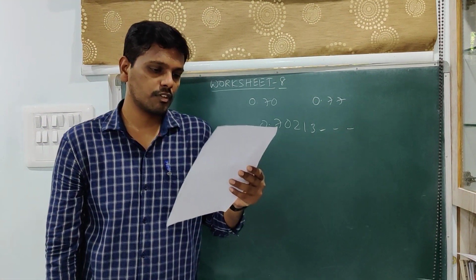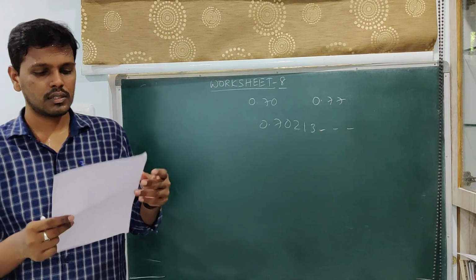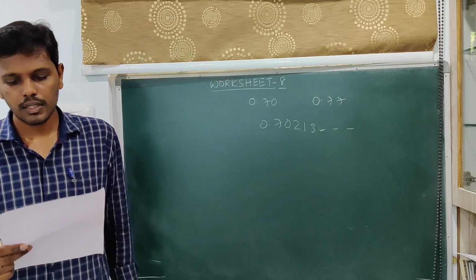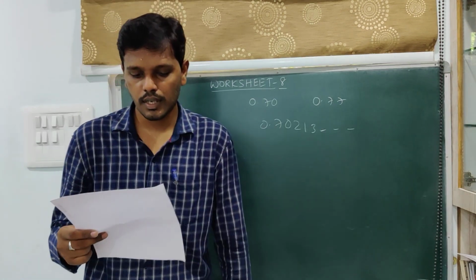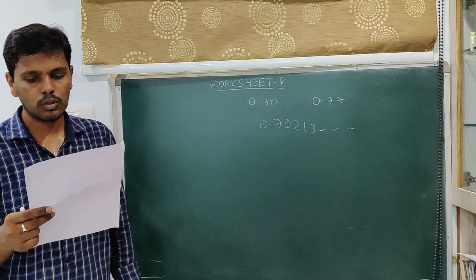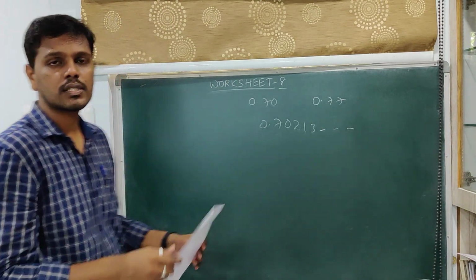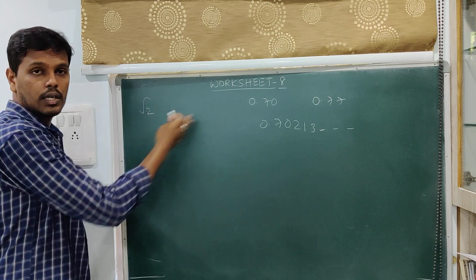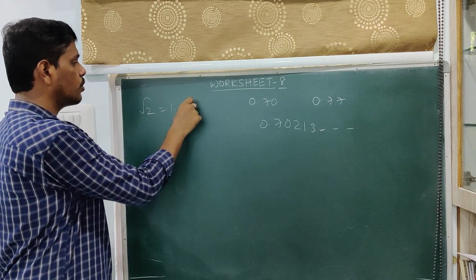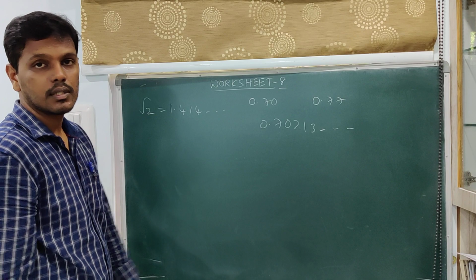Find an irrational number between 5/7 and 7/9. Again the same thing, just like the first problem. Convert that into decimal expansions, then write the numbers. Next, root 2 and root 7. Again you know how to extract root 2. We have already done, which is 1.414 and it goes on. That is an irrational number.